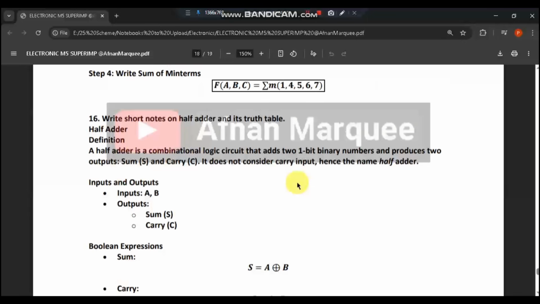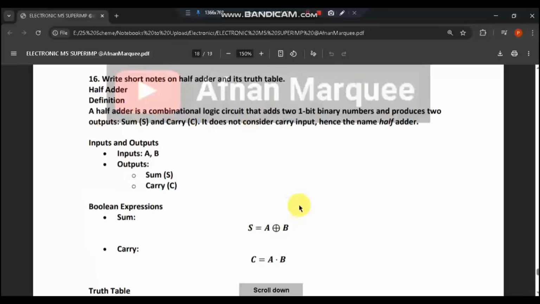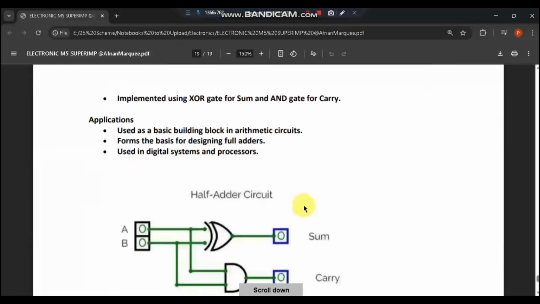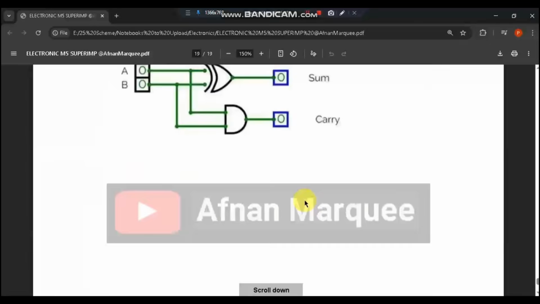Write a short note on half adder and its truth table. Just as you have done for the full adder, in the half adder we will have the inputs A, B and the outputs will be sum and carry. That's all. Two inputs and two outputs, and you have to finally write the equations for the sum and the carry. And also write the truth table, explain its working and the applications. And finally draw a diagram also. So that's all for the super important questions on the electronics.